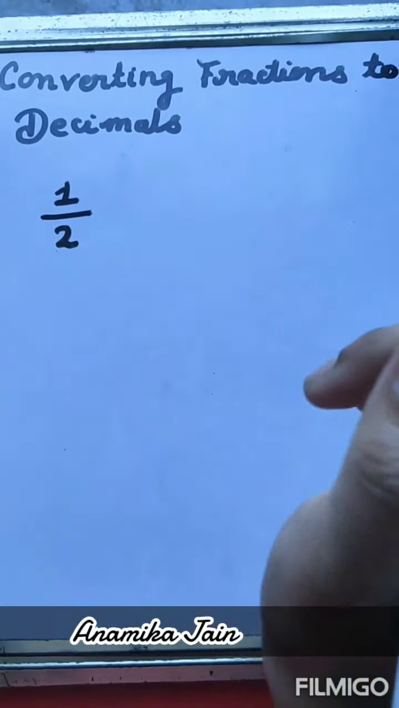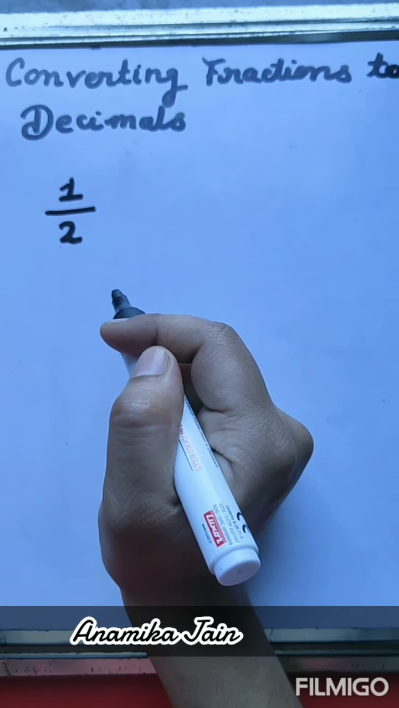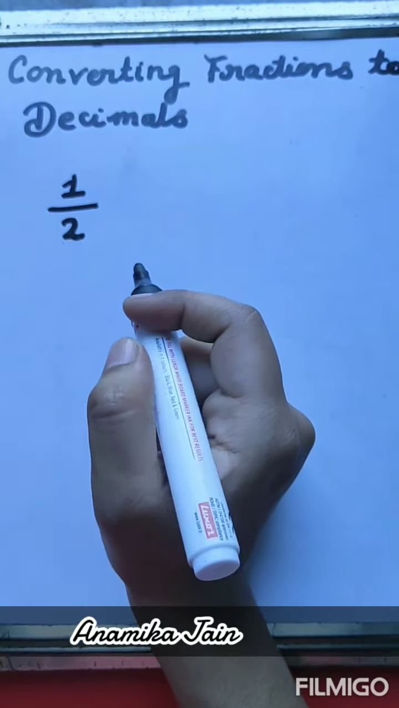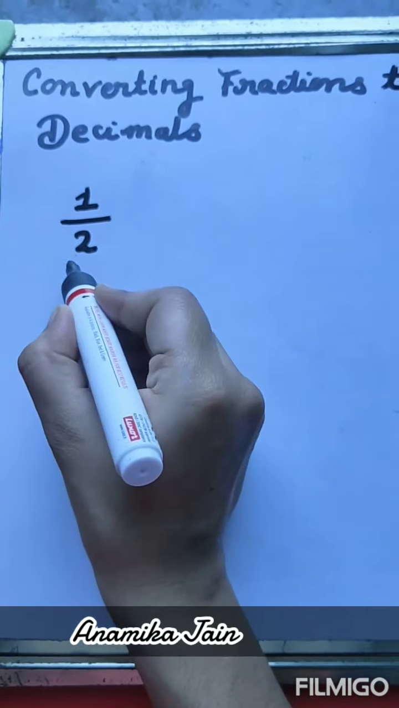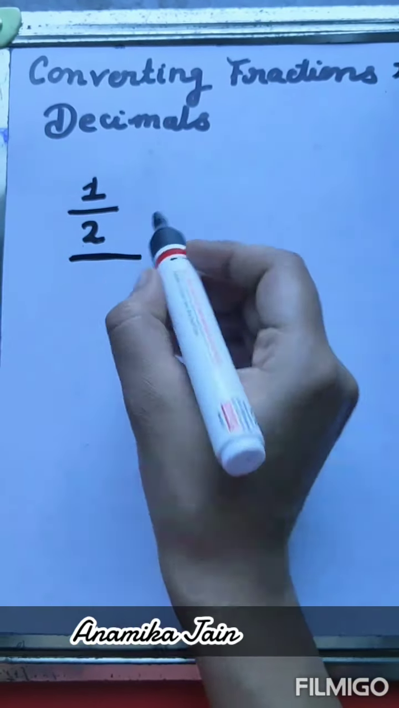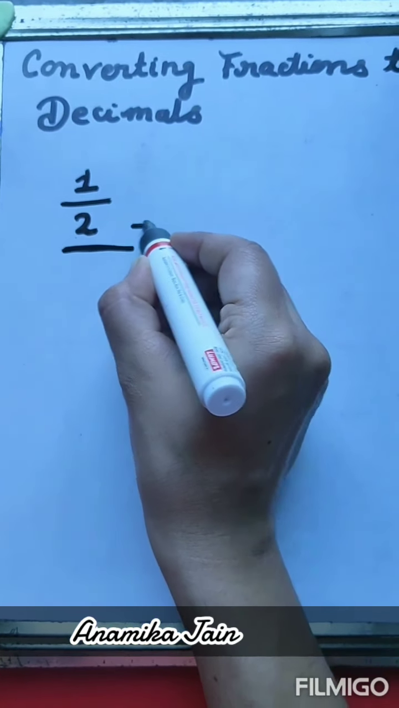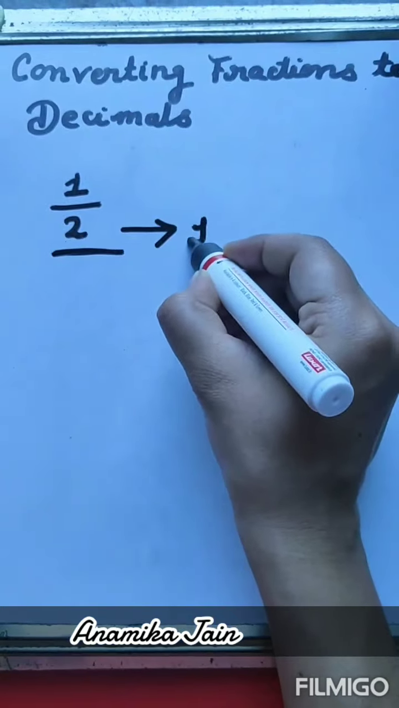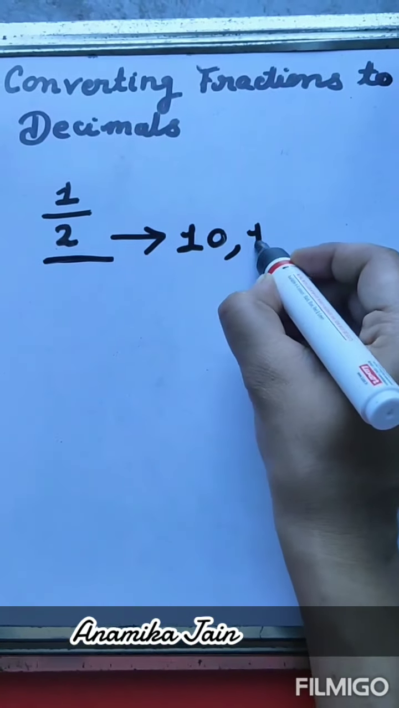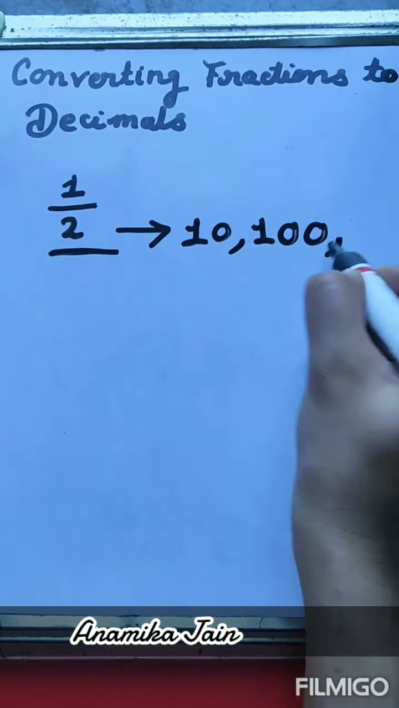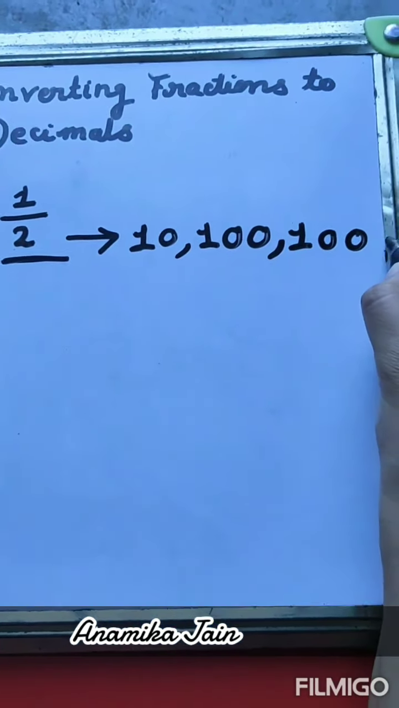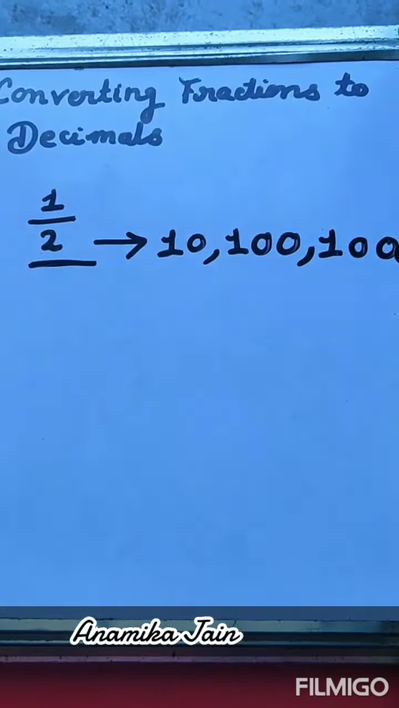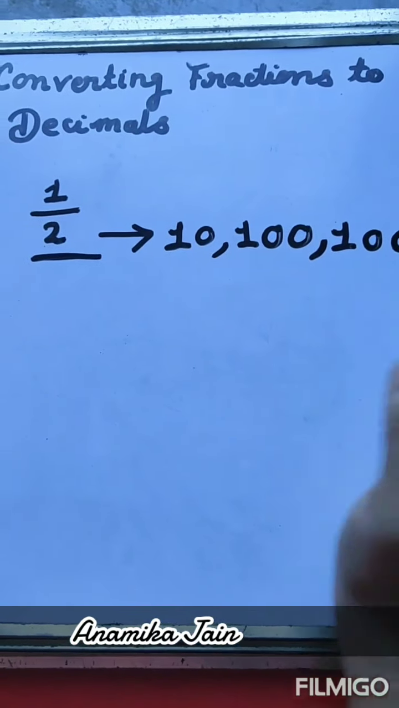So we know how to convert a fraction with the denominator 10, 100 or 1000. So we will try to convert this denominator, which is 2, into either 10, 100 or 1000. So we have to change this denominator to either 10, 100 or 1000. How will we do that?